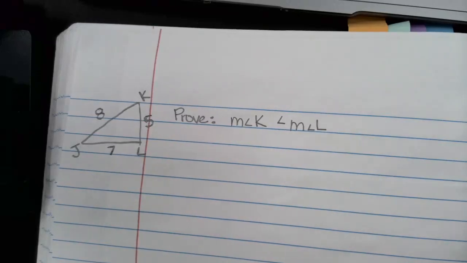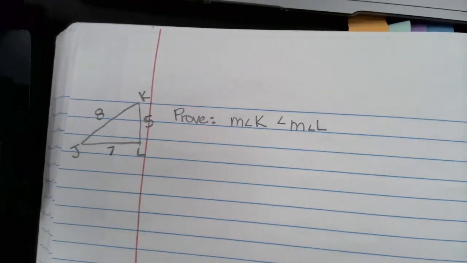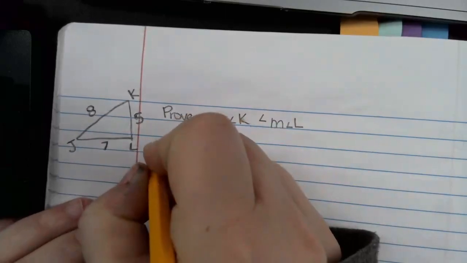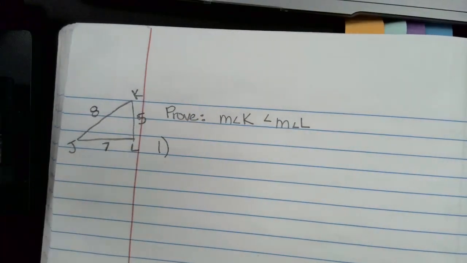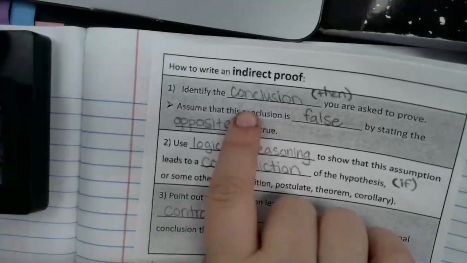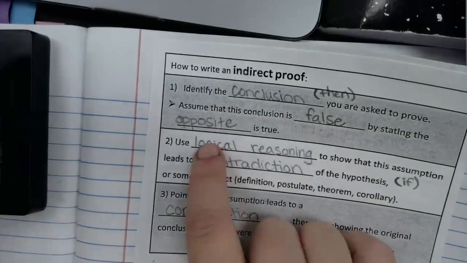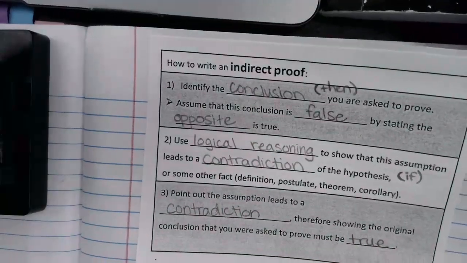That measure of angle K has to be smaller than the measure of angle L. All right, so for our first step, we're going to assume the opposite. So step number 1, when we look back at our notes, step number 1 says to identify our conclusion, which is the proof part, and we're going to state the opposite is true. So in this one, we have it's less than.